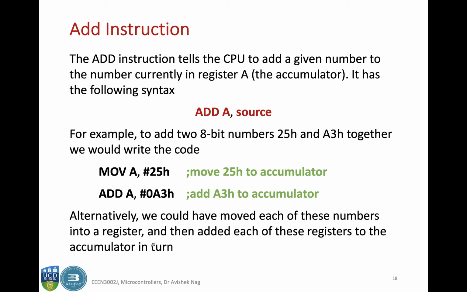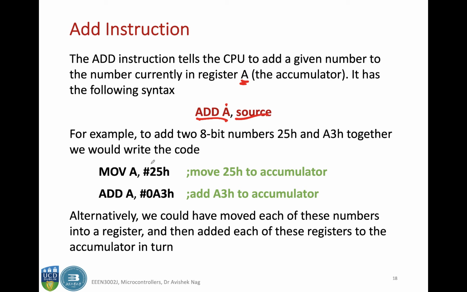So now we can have an add instruction. This tells the CPU to add a given number to the number currently in register A. So it has the following syntax. The add instruction always comes with the accumulator. So add A and then the source. This source can be just a number, or it can be the content of another register.